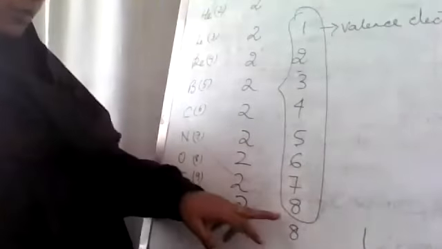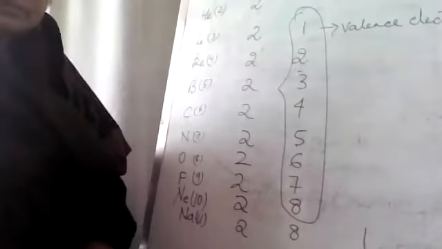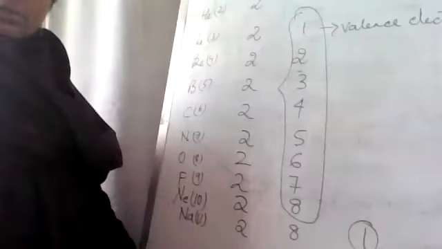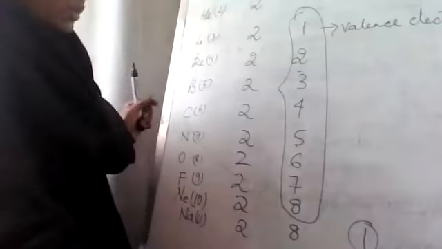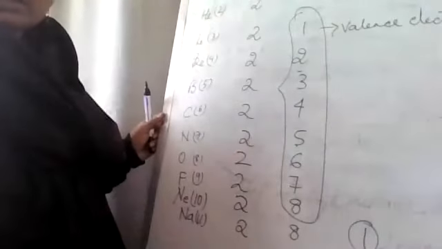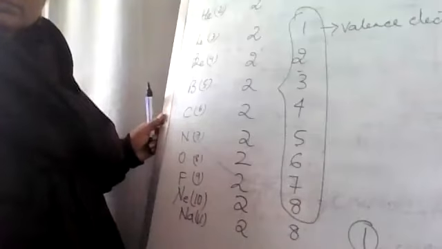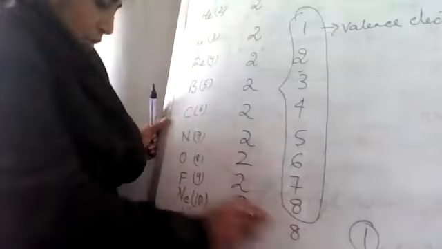So sodium, what is the valence electron of sodium? 1. Sodium has got one valence electron. Okay. तो यहाँ तक सोडियम तक तो हो गया. अब इसको इरेज करें. सब लोग ने नोट कर लिया है? Yes, ma'am.